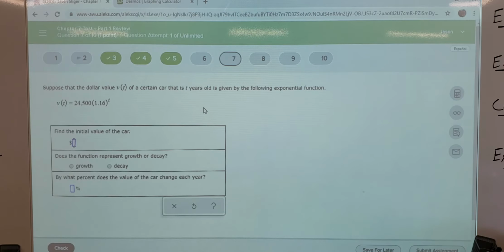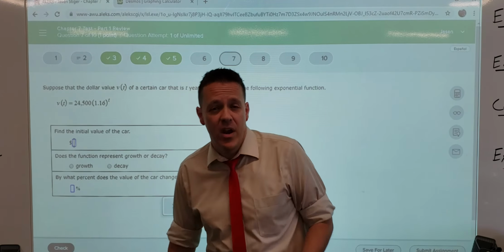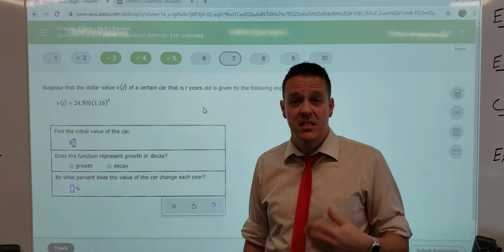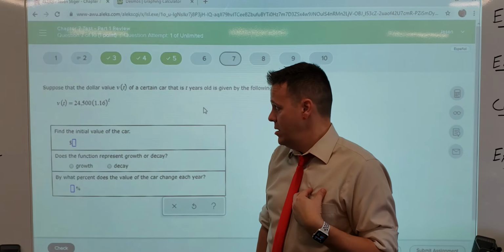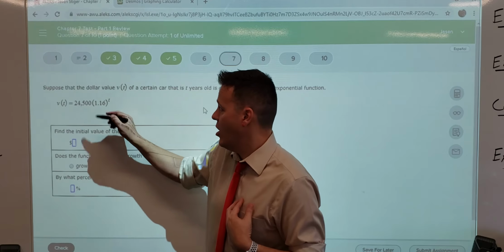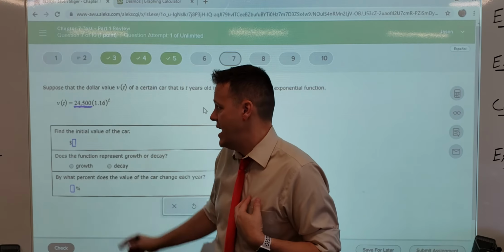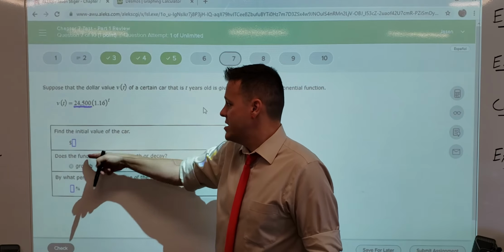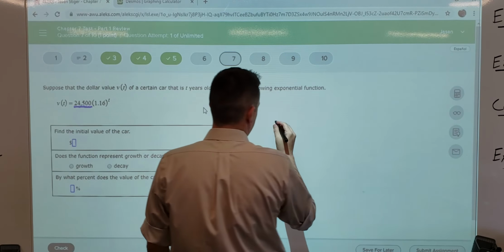Okay. Now, when you're going through this, I want to make sure you guys understand. You will see very different variations of this on the test compared to what I'm about to show you. Okay. Find the initial value of the car. It's always this value here, which is A. So I would type in this. Then, does this function represent growth or decay?